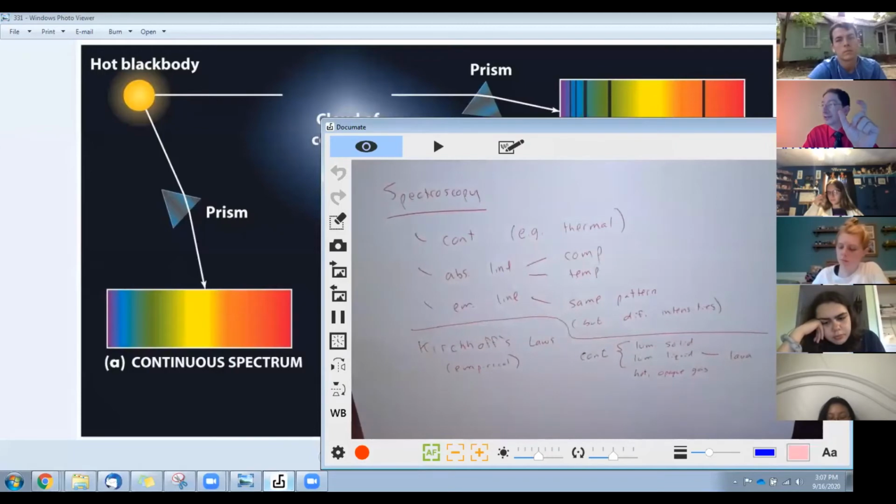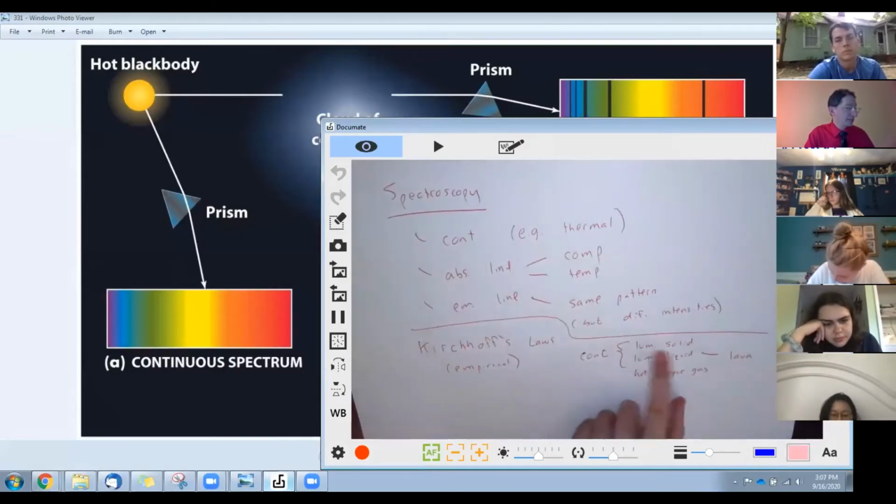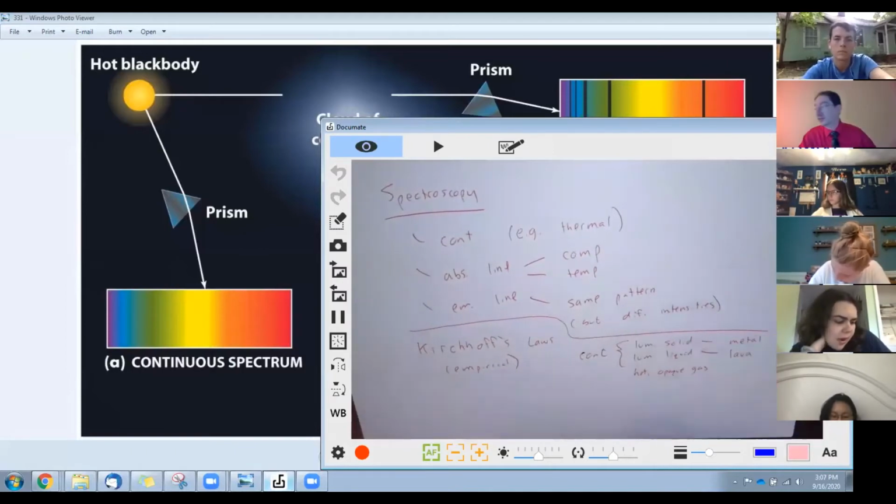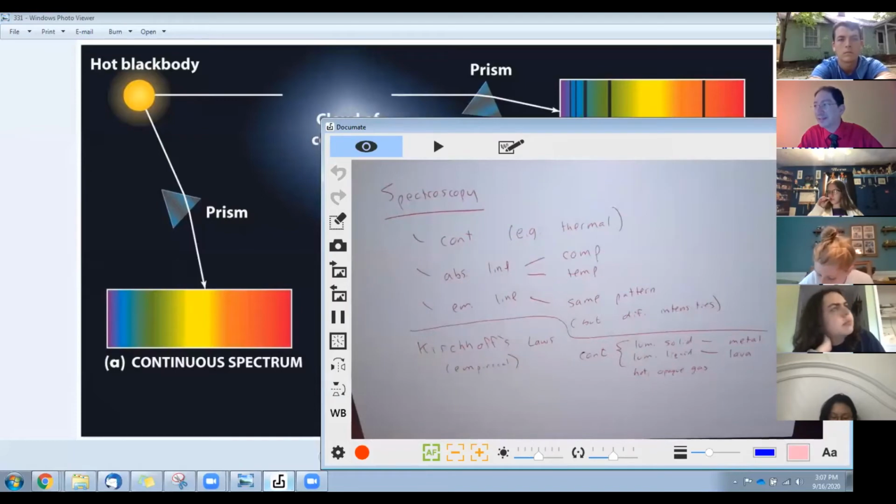It's just a little piece of metal. So again, luminous solid, metal. If you heat metal up enough, it glows. If you heat it up even more, it melts, and then you have a luminous liquid. Lava is an example of melted rock, but you've also seen melted metal as well. So you heat these things up enough and they'll glow.